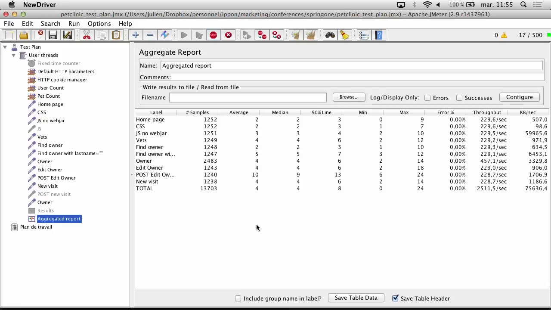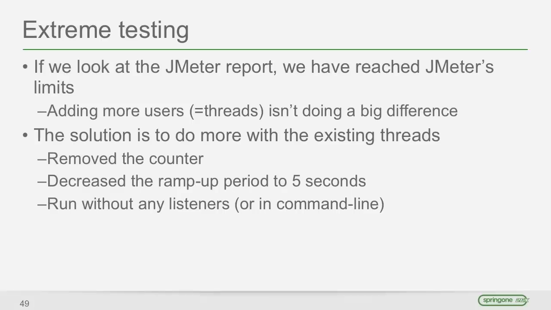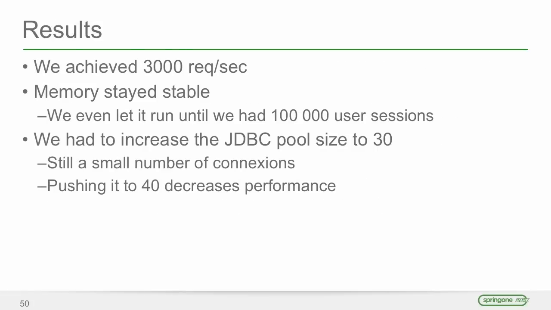I didn't warm it up, but it doesn't matter. Should have warmed it up? Well, okay. 2,500 requests per second, already finished, so good. Now the test is going very, very quick. You remember at the beginning, we could not even start it, and now it's finished in a few seconds. So we achieved 3,000 requests per second. That's with removing the report, which is slowing things down. Memory is very stable. I tested it with 100,000 user sessions, and it worked without any issue.